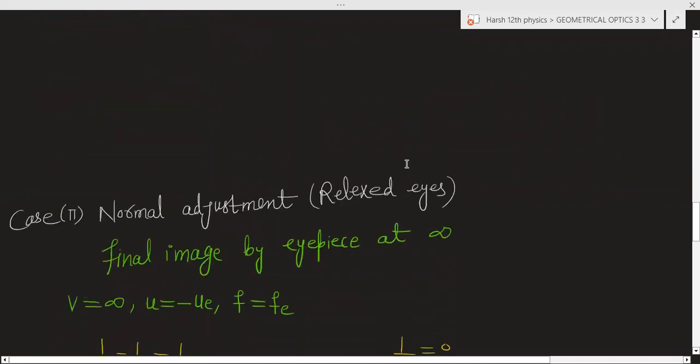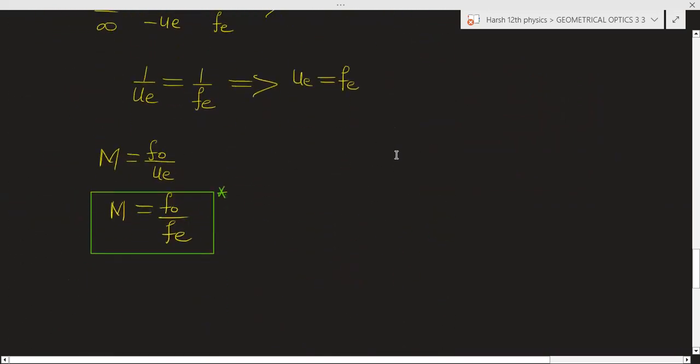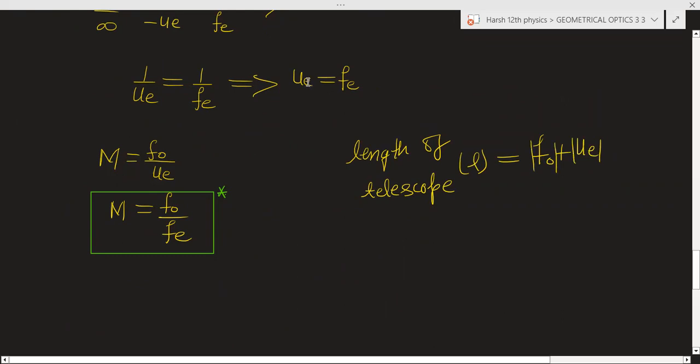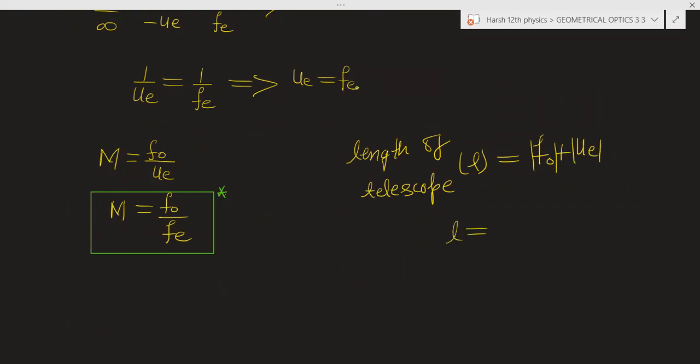Now if you want to find the length of the telescope, that is equal to L. We know it is mod fo plus ue. Now in this case, what is the value of ue? ue is equal to fe. So you can put the length of the telescope in this case as fo plus fe. So this will be the length of the telescope.